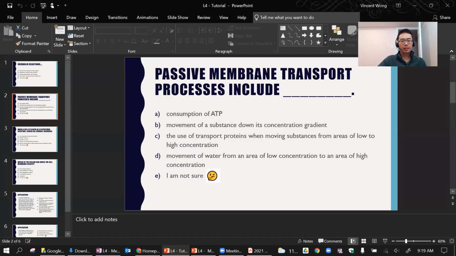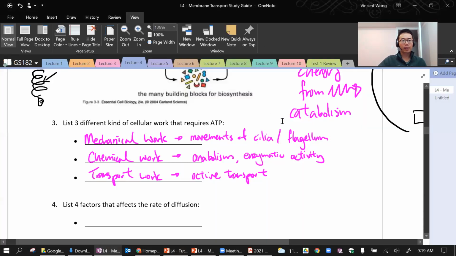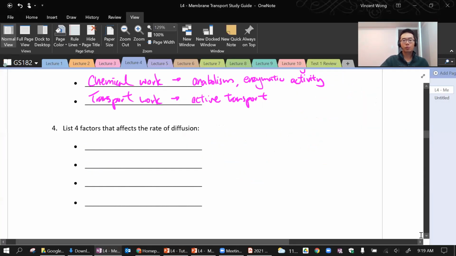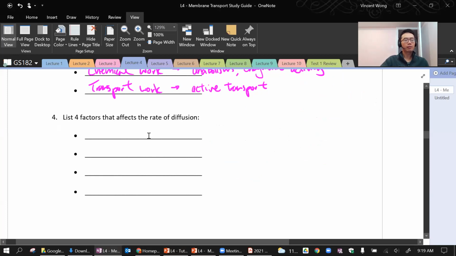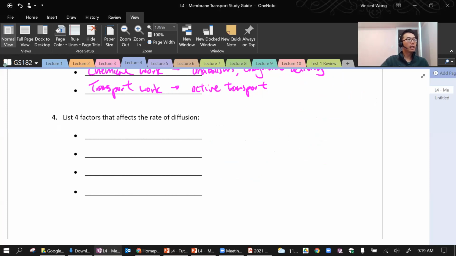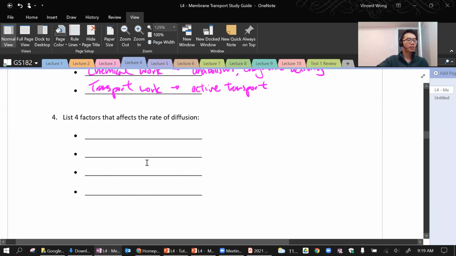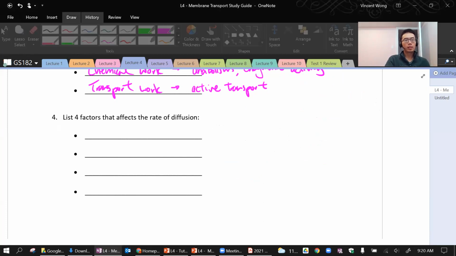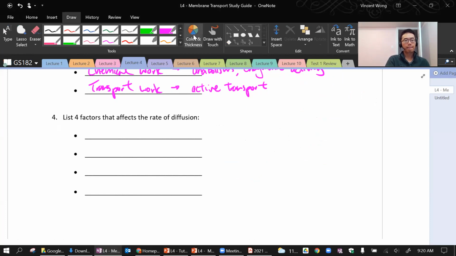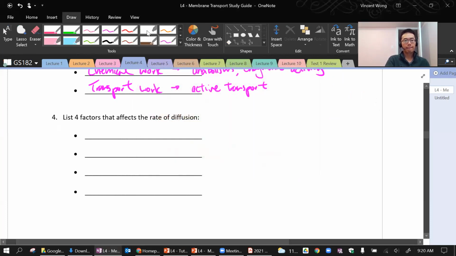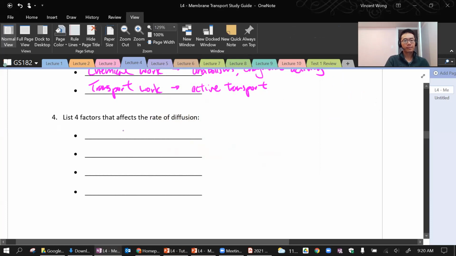Okay. Let's see. All right. List 4 factors that affect the rate of diffusion. Anybody help me out here? Give me 4 factors that affect the rate of diffusion. Does anybody know? Yeah, very good. Marisha said size, temperature.